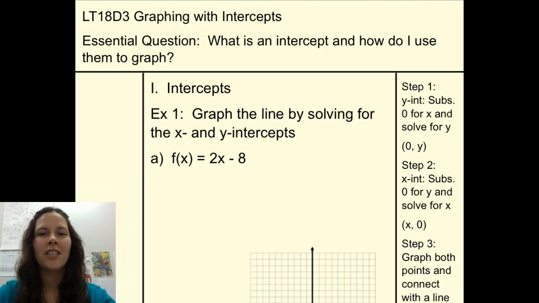So our essential question today is, what is an intercept? Hopefully we've already solved that problem. And how do we use them to graph? We talked about that as well.